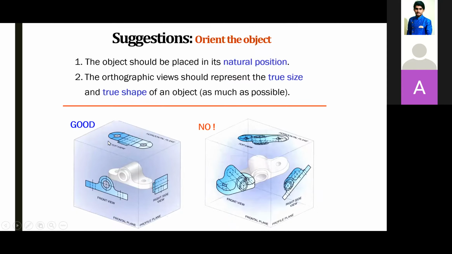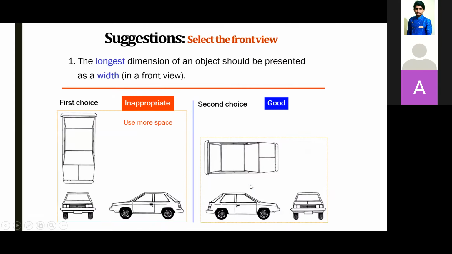So here are some suggestions. If you are going to write any orientation, it should be in a standard format like this. The object should be placed in a natural position. Okay, like this. Don't use these kinds of shapes. So here, just observe how to write the views. Suppose you are writing the views of a car. If you write the views like this, it will take more space, right? If you modify the views, you will get like this, so that we can save space here.